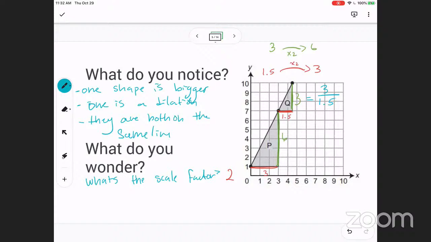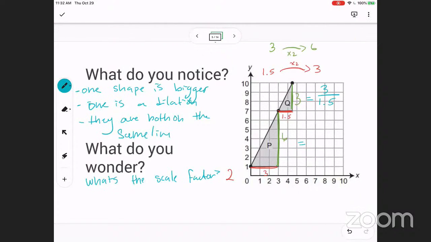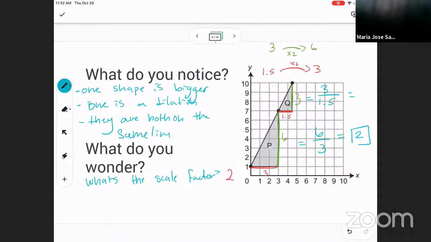What about in the second triangle? What's the slope here? What's the rise? 6. And the run is 3, right? So if anybody has a calculator, what's 6 divided by 3? 2. What's 3 divided by 1.5? 2.